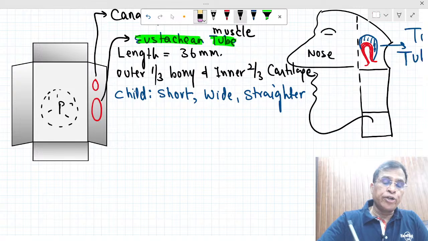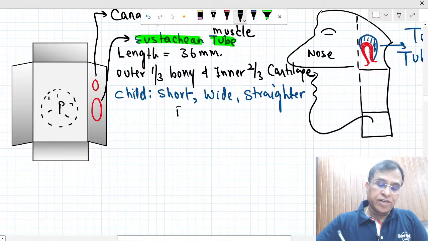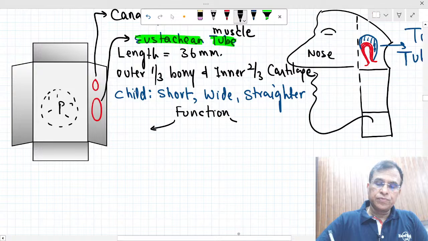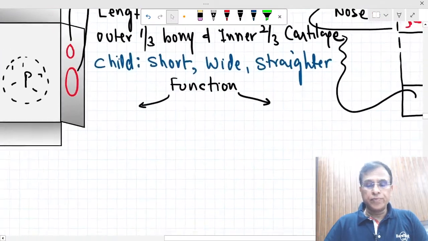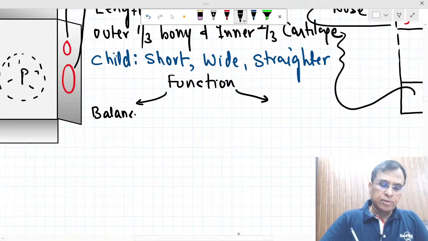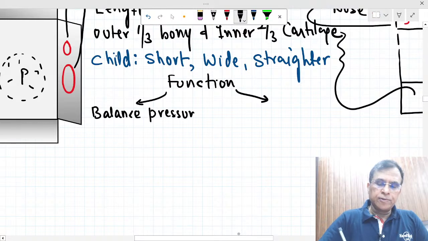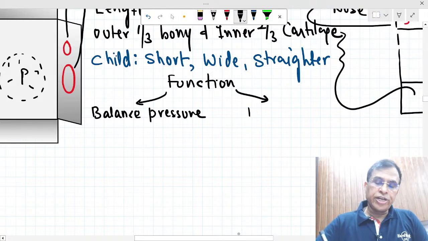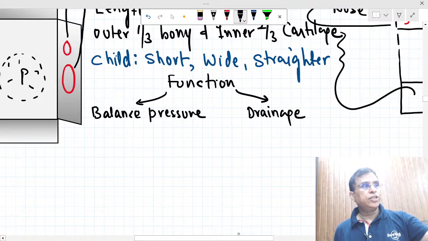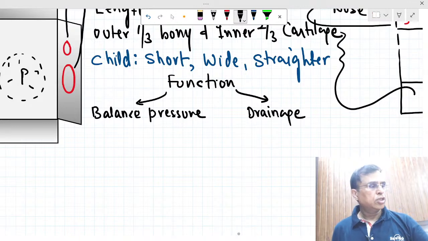And the last point you have to know about the eustachian tube, what is the function of the eustachian tube? It has two functions. One I told you already. It will balance the air pressure in the middle ear. But it is also for drainage of secretion. So two functions, balance of pressure and drainage of secretion, are the two functions of the eustachian tube.